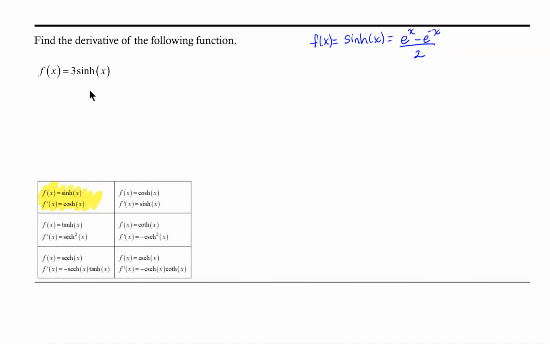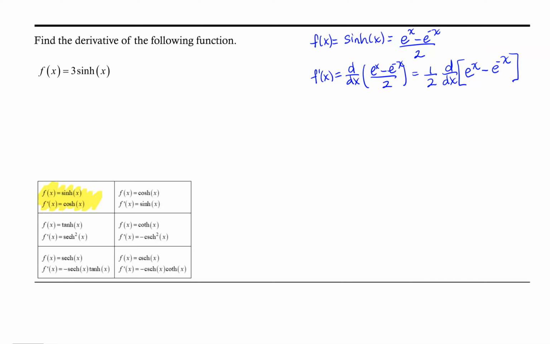Now, with the sinh function written in its exponential form, we currently have the tools that will allow us to find its derivative. So f prime of x is going to be the derivative of e to the x minus e to the negative x over 2. And what we'll do is we'll factor out a 1/2 so that we end up with 1/2 times the derivative with respect to x of e to the x minus e to the negative x.